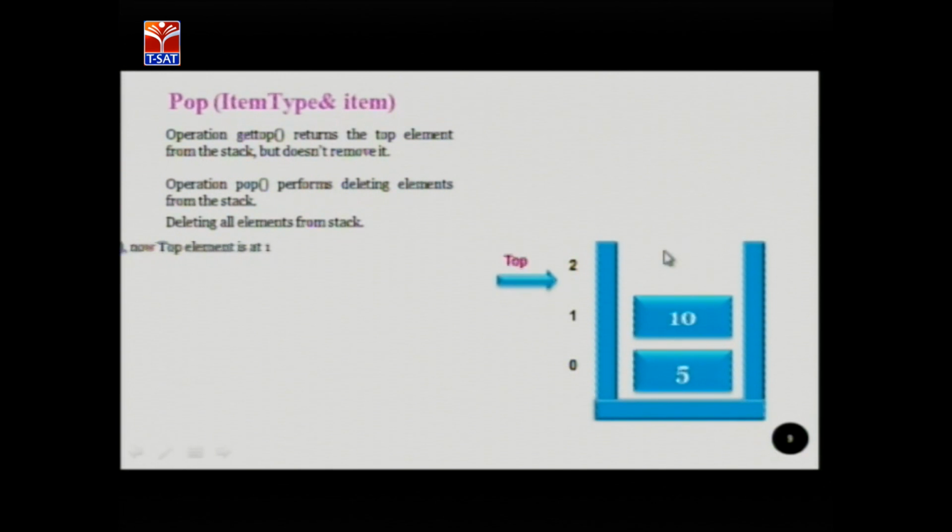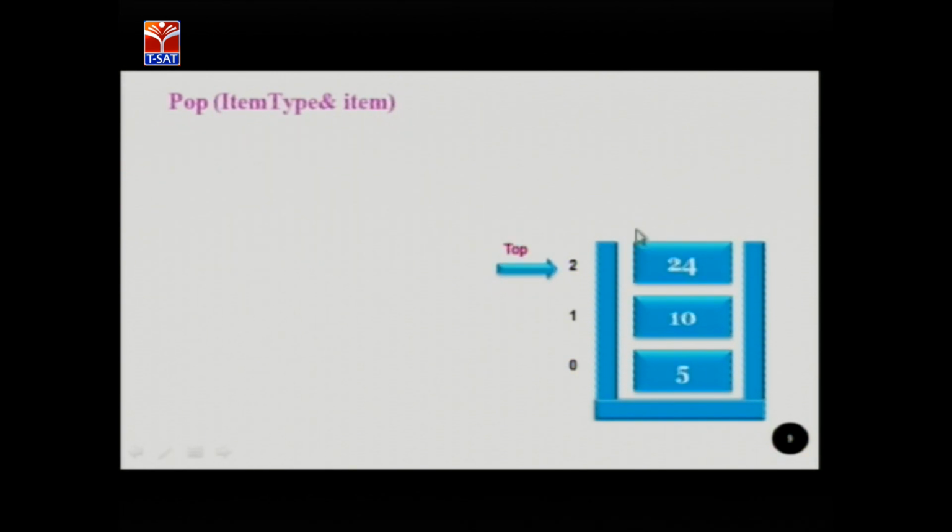In that, we observe that the stack is filled with the 3 elements, and if we wish to delete the elements, we call for the pop operation. Before going to that, I want to discuss the get top method. The get top method returns the value which is at the top of the stack.